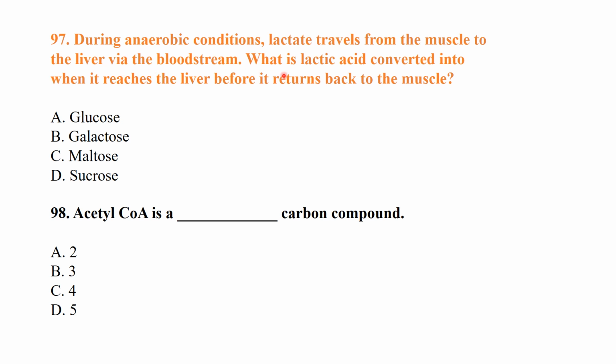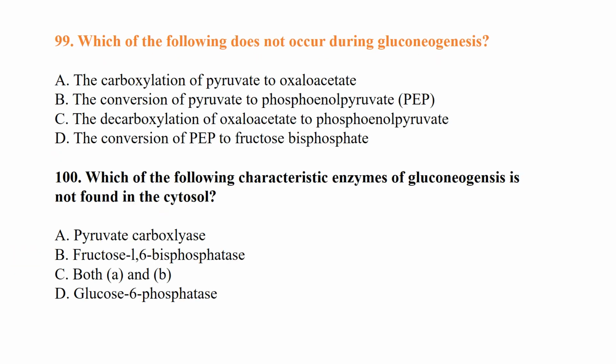What is the lactic acid converted into when it reaches the liver, before it returns back to the muscles? तो इस ये convert हो जाता है glucose में. Acetyl coenzyme A is how many carbon compound? It is a 2 carbon compound. Which of the following does not occur during gluconeogenesis? The conversion of pyruvate to phosphoenolpyruvate. It is not the step of gluconeogenesis.